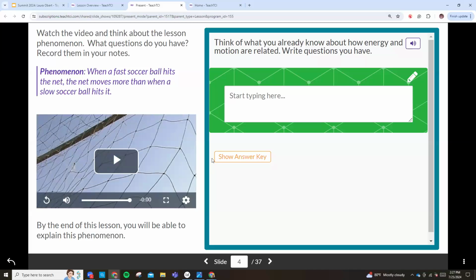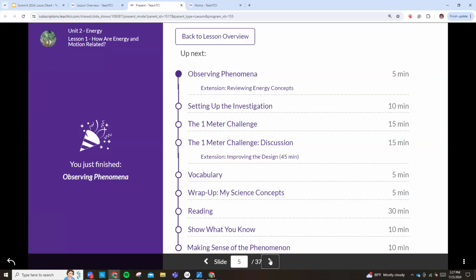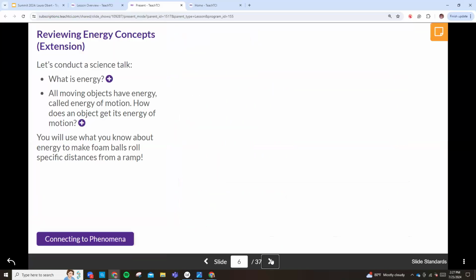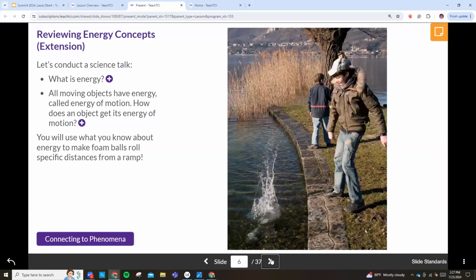And so then your students are going to have an opportunity to think about what they already know about energy or motion and how they're related, and asking any questions that they might have. So as students are going to be setting up the investigation, we want to review some topics with them, because remember, this is the first lesson in this unit of instruction. So there might be some review, some connections to prior content, or they may have learned this in previous grades and now we're going to build upon it. And so we just want to review that background information with them.